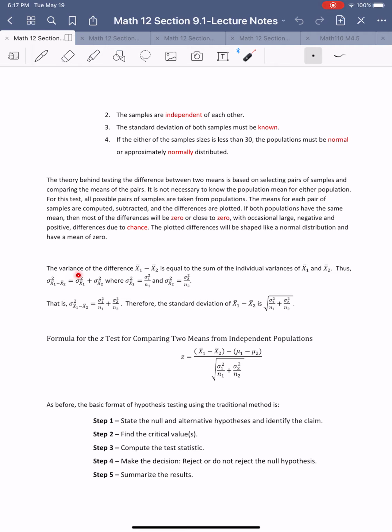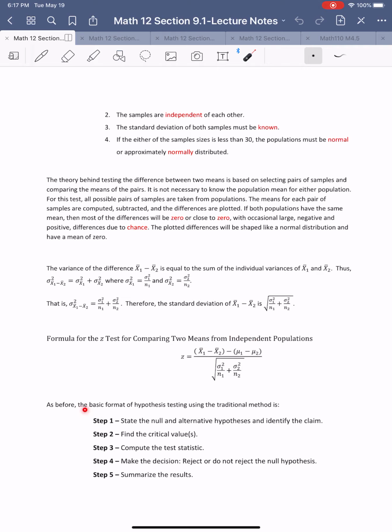So the variance of the differences x bar 1 minus x bar 2 is equal to the sum of the individual variances of x bar 1 and x bar 2. Thus sigma squared of the difference is the same as this, and then we just write it this way too. That's how you find the variances. Okay, so this is the z you can use for the testing.